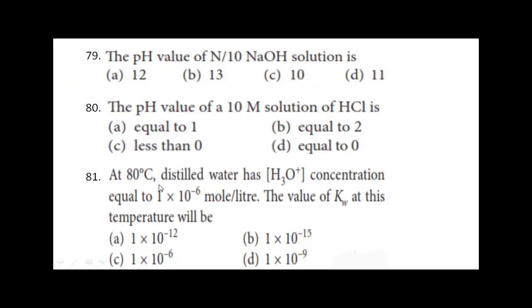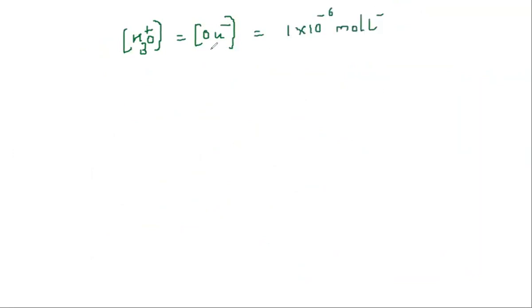Next question. At 80 degrees Celsius, distilled water has H3O+ ion concentration equal to 1.1 × 10^-6 moles per liter. The value of Kw at this temperature will be? Kw is the ionic product of water. Now see here, we know that the H+ ion concentration, or H3O+ ion concentration, is equal to the OH- ion concentration. Yes. And they have given it as 10^-6 moles per liter, which is molarity. Therefore, find Kw.